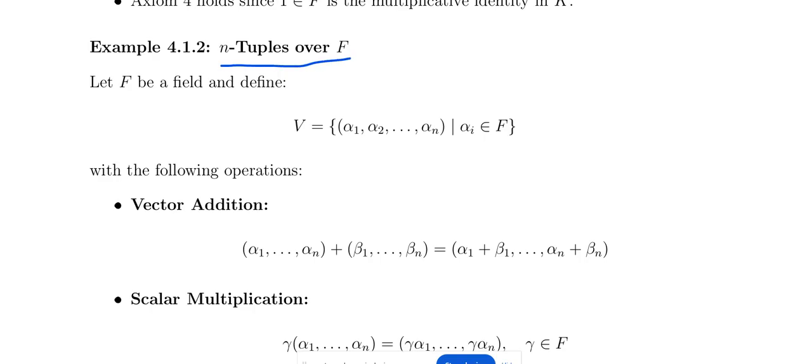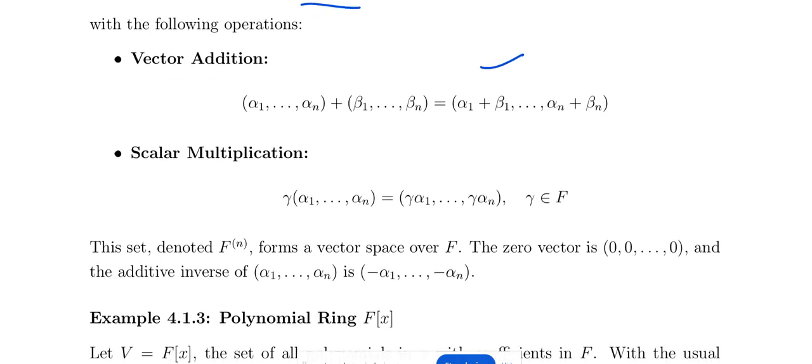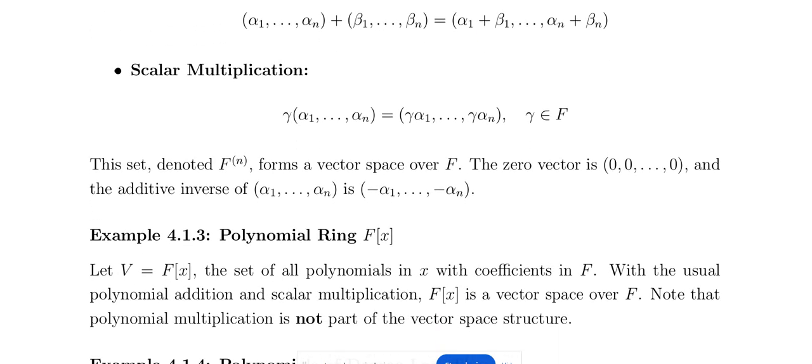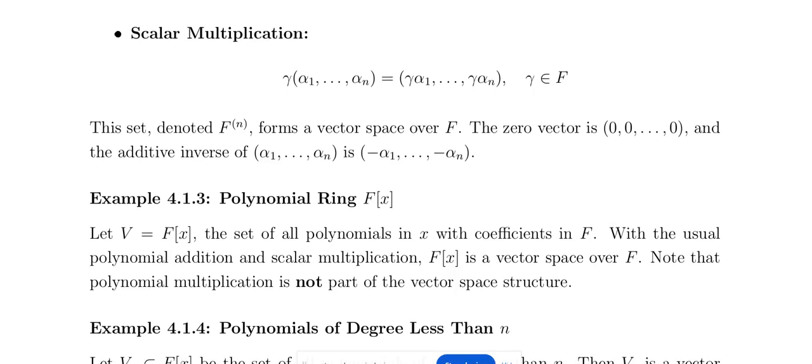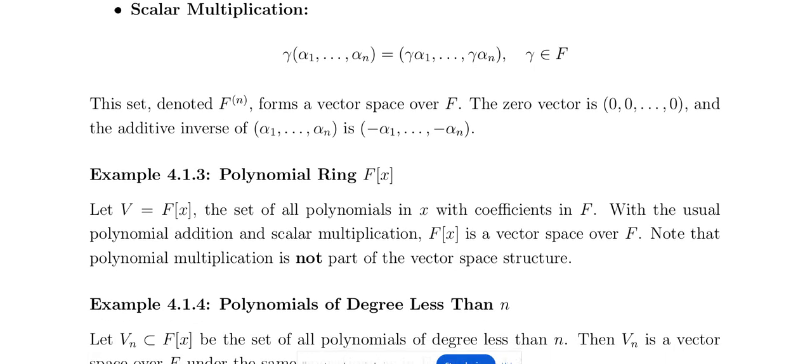Next, n-tuples over F, where F is a field. The n-tuples, that is F power n, are defined like that; this is equivalent to R power n. With vector addition and scalar multiplication, this forms a vector space over F. The zero vector is the additive identity, and the additive inverse is the negative of the vector.